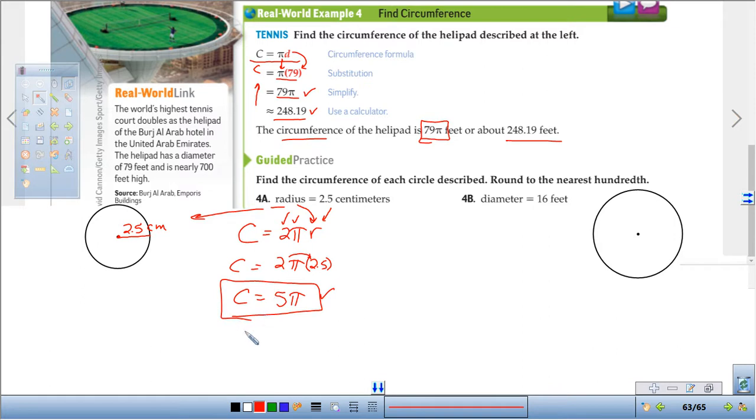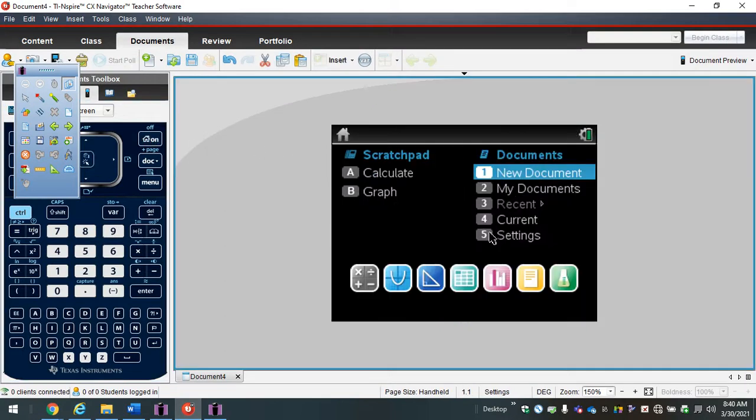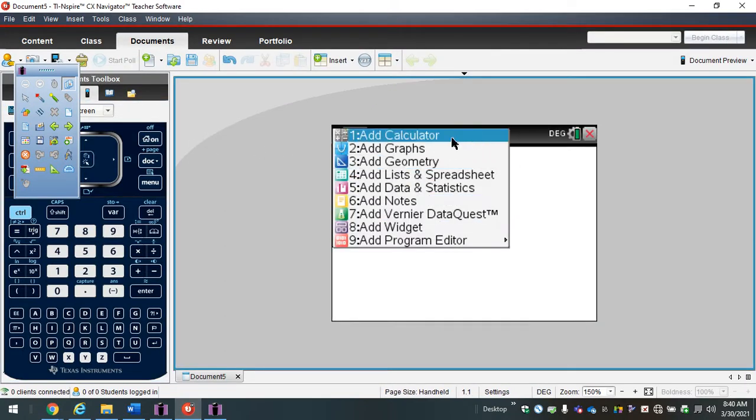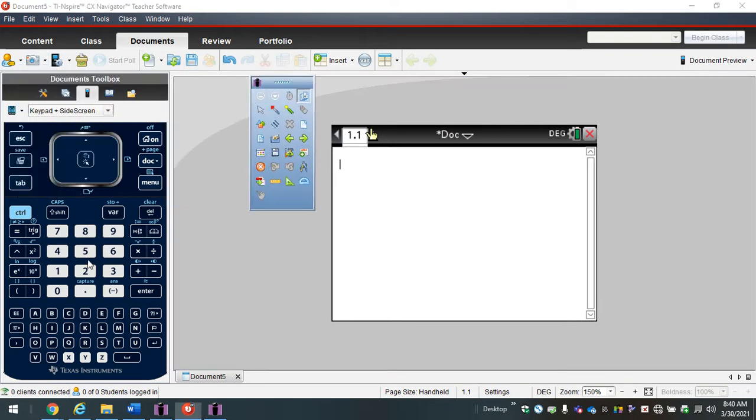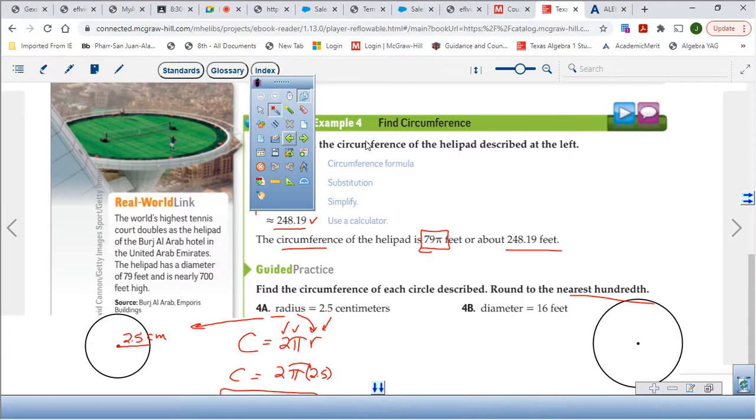Okay? If not, we're going to come out here, and then it says circumference, round to the nearest hundredth. So I'm going to use a calculator, if you all don't mind. Let me get the calculator. I'm going to go 5 pi. 15.71. Are you all okay with that one? 15.71. I think it says in hundredths, right? Yeah, hundredths.